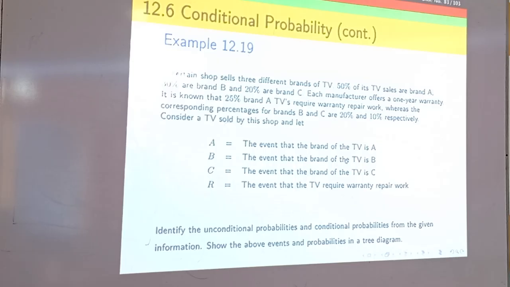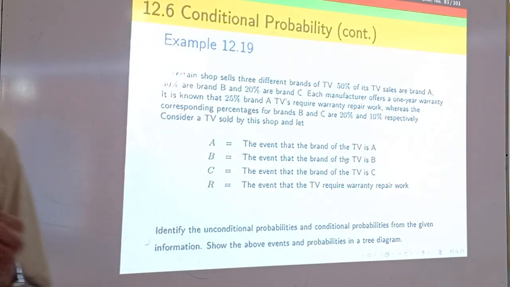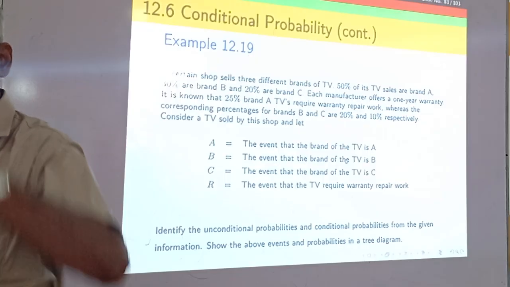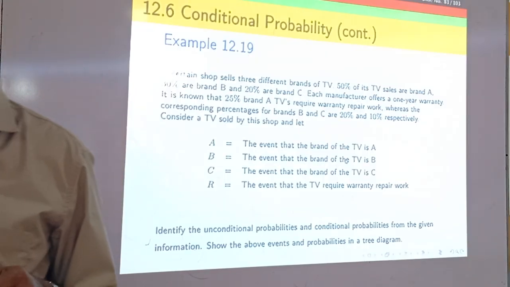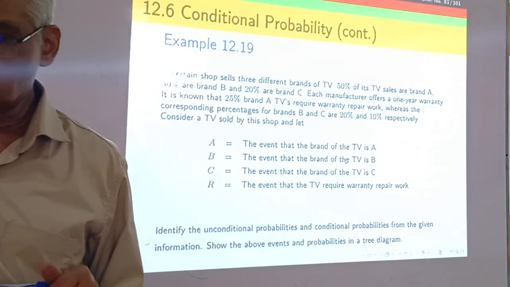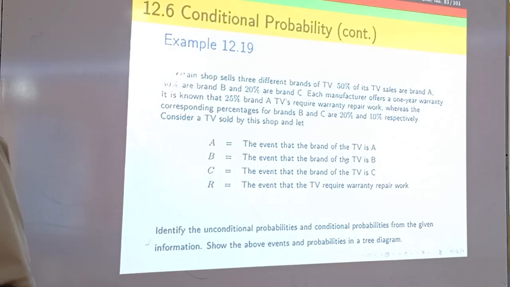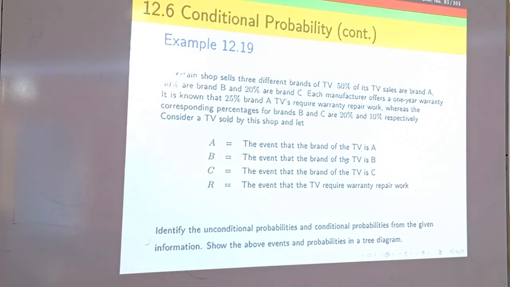A certain shop sells 3 different brands of TV. 50% of its sales are brand A, 30% are brand B, and 20% are brand C. So altogether 100%. Each manufacturer offers a 1 year warranty. It is known that 25% of brand A TVs require warranty repair work, whereas the corresponding percentages for brands B and C are 20% and 10%.